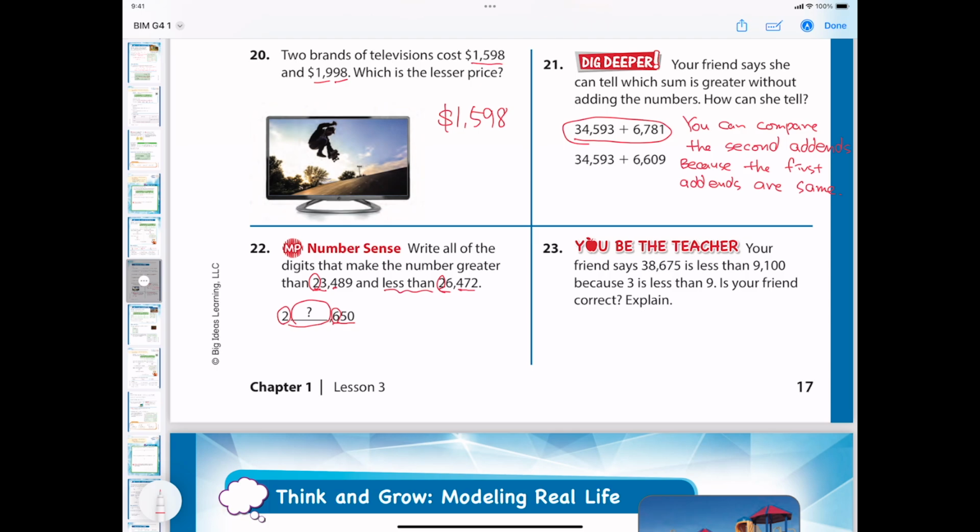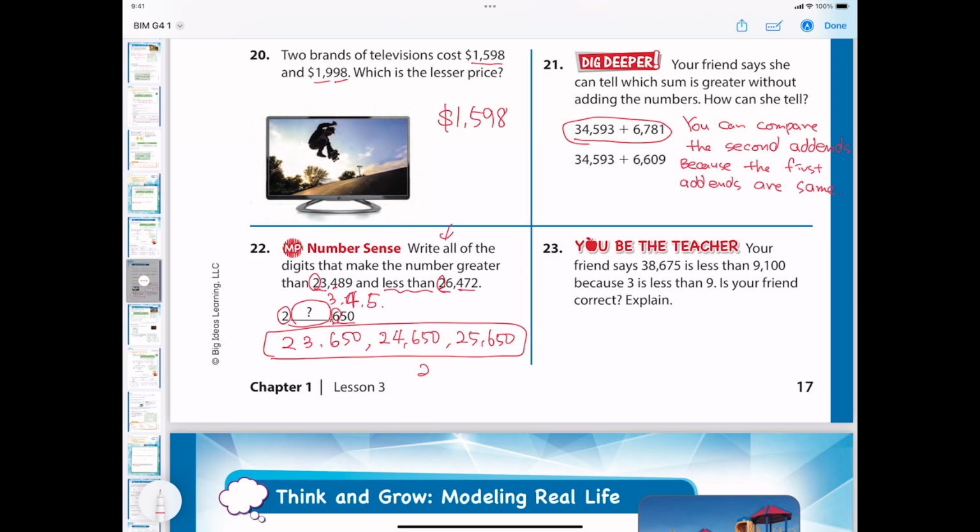So I'm going to say the number greater than 23,489 is 23,650, which is, I can put 3 in here and also 4,000, right? And 5,000, but they say less than 26,472. So I'm going to pause in here because 23,650 and 24,650 and 25,650, they are going to meet the condition of the question in here.